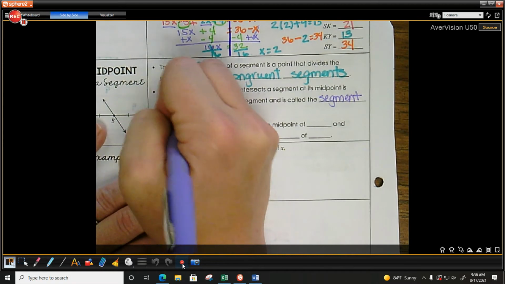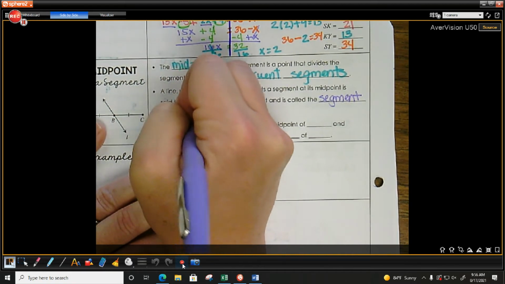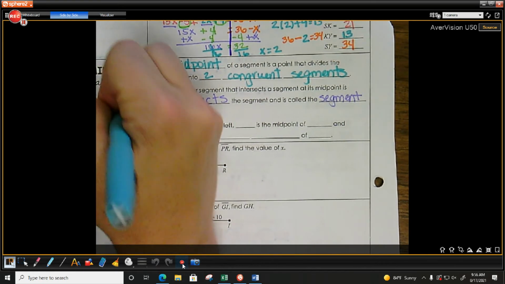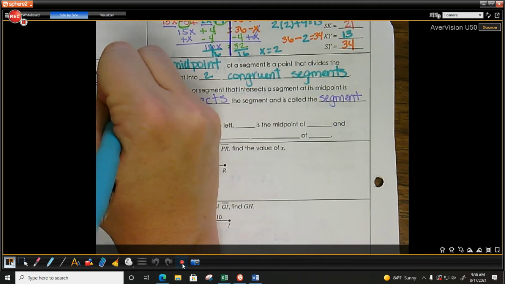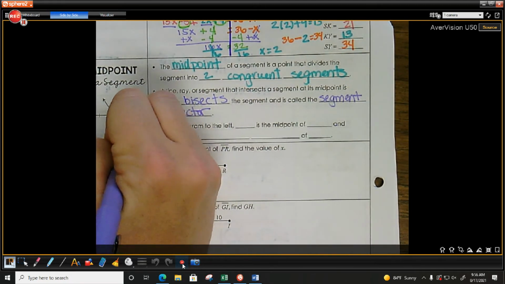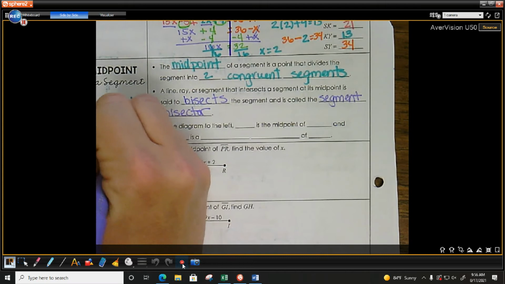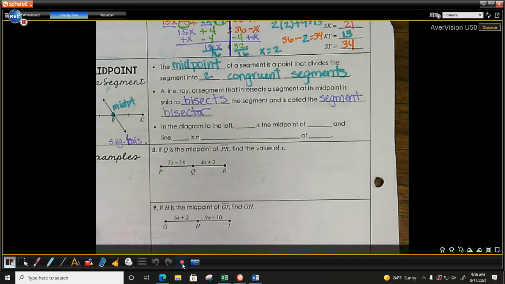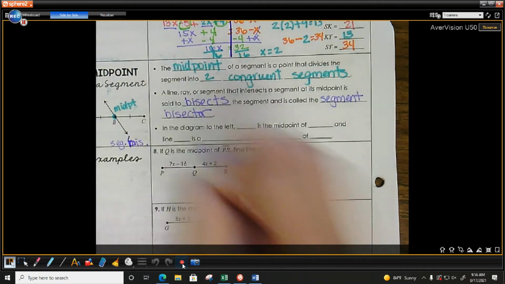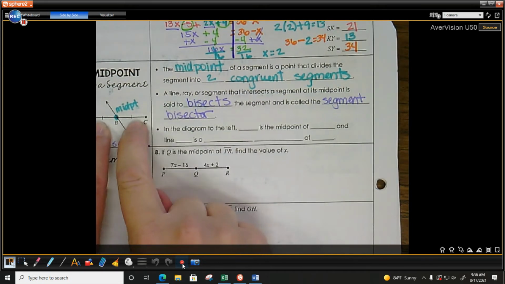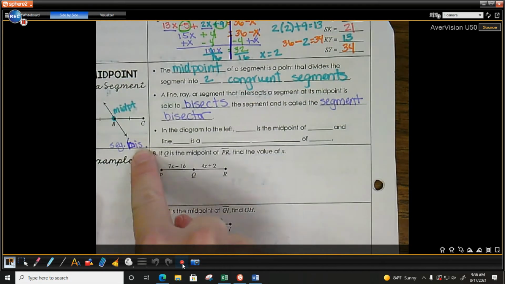So this point B, that is the midpoint. This line L, that is your segment bisector. That's a B, I'm abbreviating. It's your segment bisector. Do we see that? The point is what's cutting the segment into 2 equal parts. The line that is cutting it into 2 equal parts is called the segment bisector.